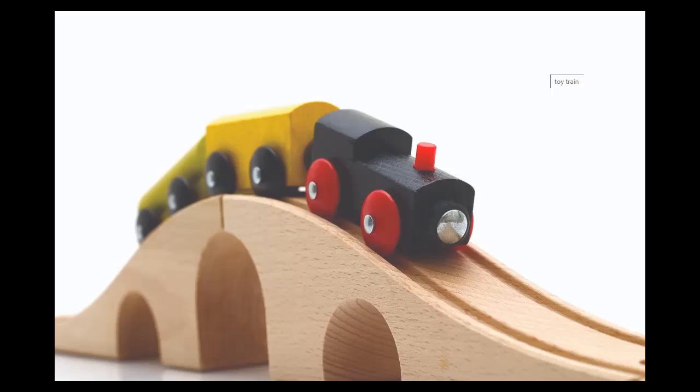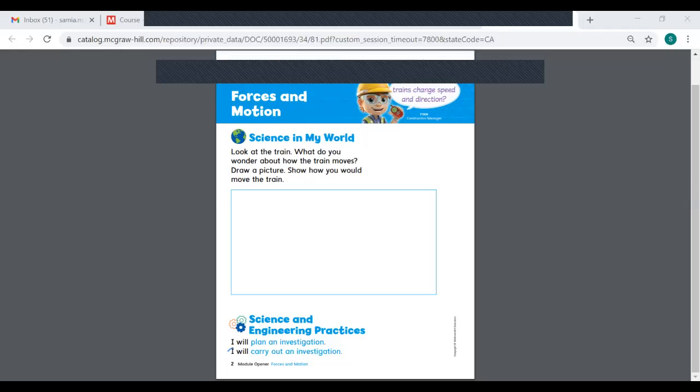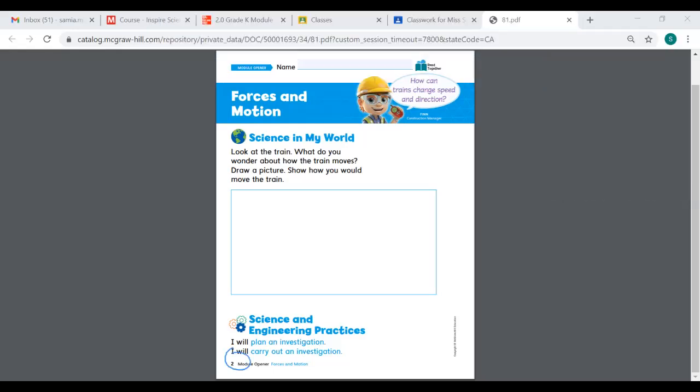All right, I want you to open up page 2 of your Be a Scientist notebook. We are on page 2 of your Be a Scientist notebook. Make sure your name and the date is at the top, first and last name. Let's read this together. Forces and motion. Science in my world.